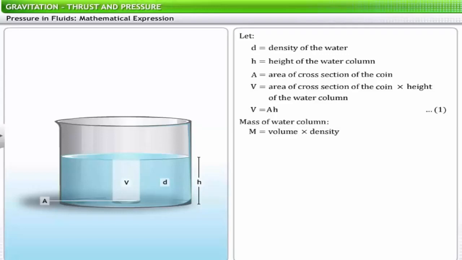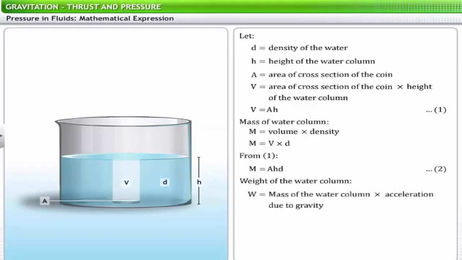The mass of the water in the column, M, is the product of the volume of the water and its density. Thus, M is equal to V multiplied by d. Substituting equation 1 in the expression for mass, you get equation 2. That is, M is equal to the product of A, h and d. As you know, weight of a substance is a product of its mass and the acceleration due to gravity, g. Therefore, weight of the water column, W, is equal to the mass of the water column multiplied by g. Thus, W is equal to M multiplied by g. Substituting equation 2 here, you get equation 3.